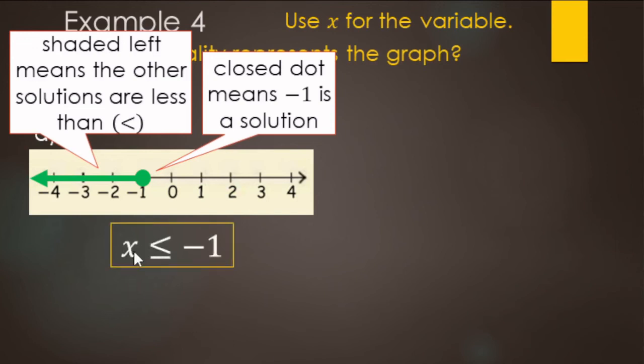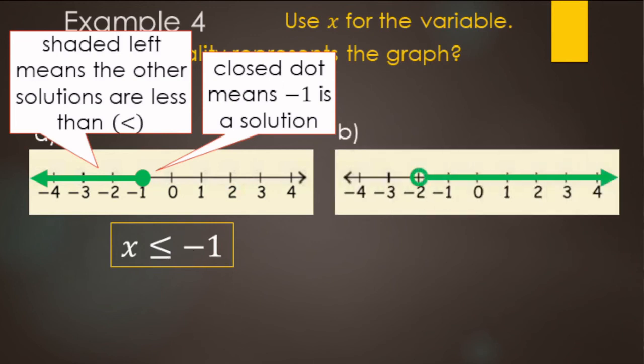So here we have our x, our variable, n for numbers, a if that's what you're supposed to use for your variable. And then it's shaded to the left, so that's a less than, and it's a closed dot, shaded in, so we have the or equal to there, and then our border number is going to be the -1, so x less than or equal to -1. So go ahead and try this one out on your own. Pause the video, come on back, see how you did.